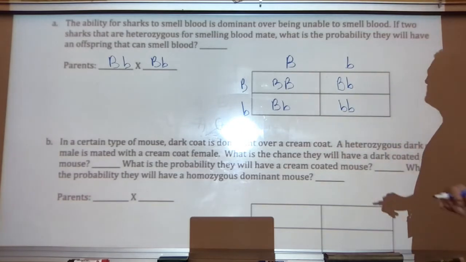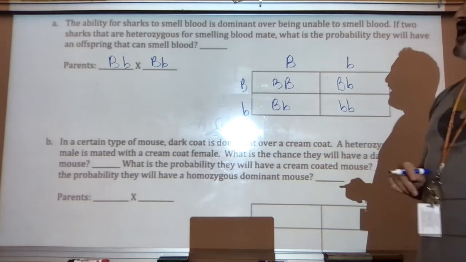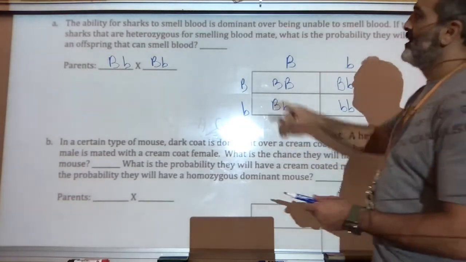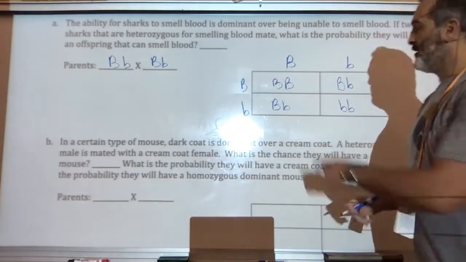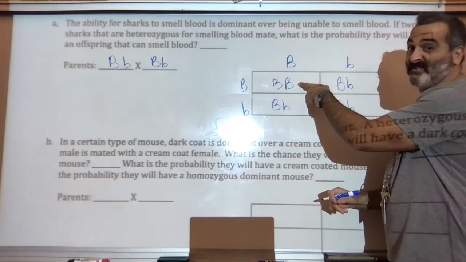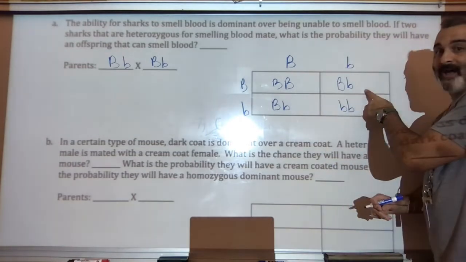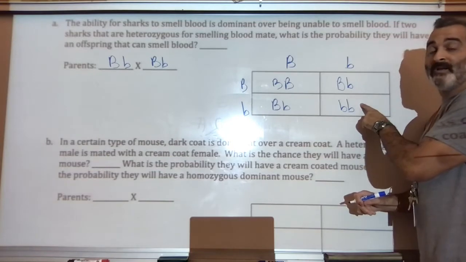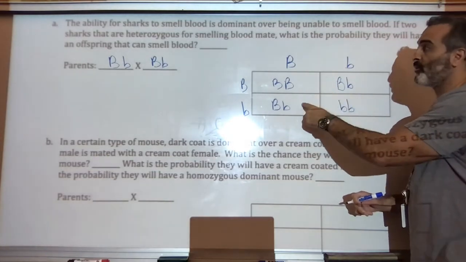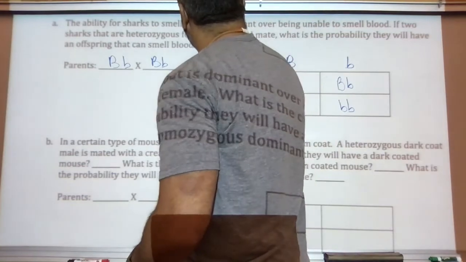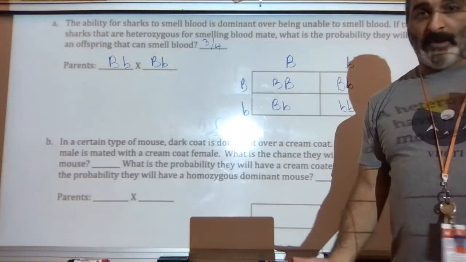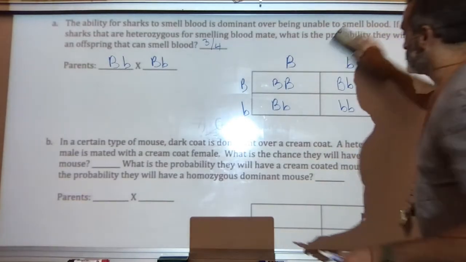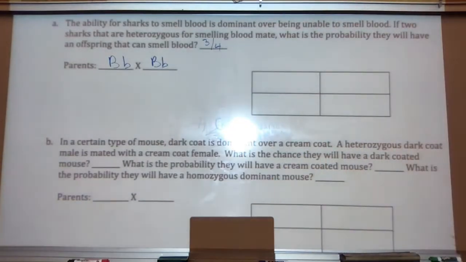The question says, what is the probability they will have an offspring that can smell blood? According to this, smelling blood is dominant. This one right here has a dominant gene, at least one, so that one can smell blood. That one can smell blood. That one can smell blood. This one cannot smell blood. So the probability would be 3 out of 4 can smell blood. Okay, now let's do number 2. I'm going to erase this one, slide it up, and we'll do the second problem.